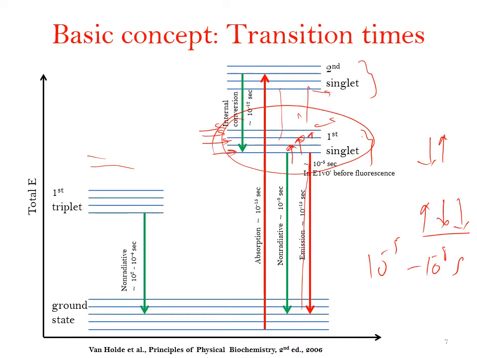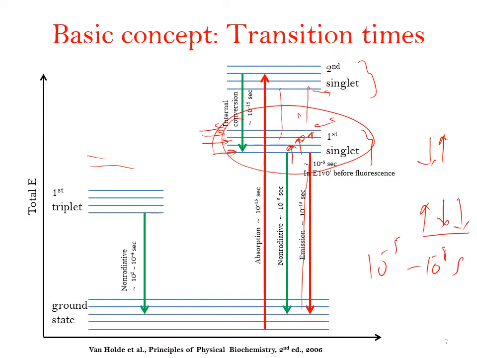There are two procedures in this emission. Either the electron could return to the ground state through a non-radiative process or through emission, which is called fluorescence. In the case of non-radiative transition, the electron will lose its energy in the form of heat, not light. But in the case of fluorescence, the electron will lose its energy in the form of light.